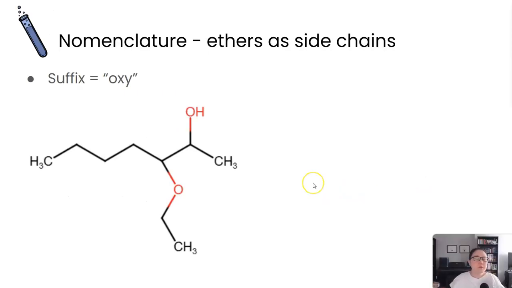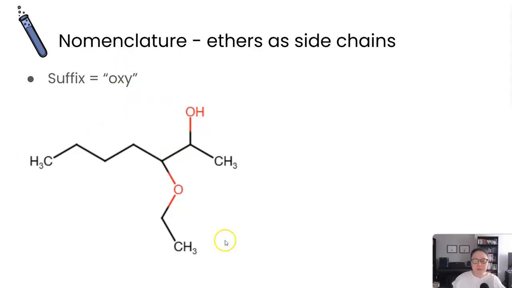So IUPAC only really names ethers as side chains, and so that's pretty much what you're always going to be doing when you have an ether group. So what you're going to do is you're going to have it as a side chain, and then what you do to the ending is instead of "il," you're going to have the suffix of oxy.